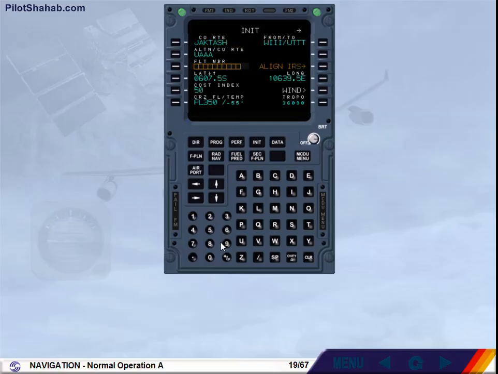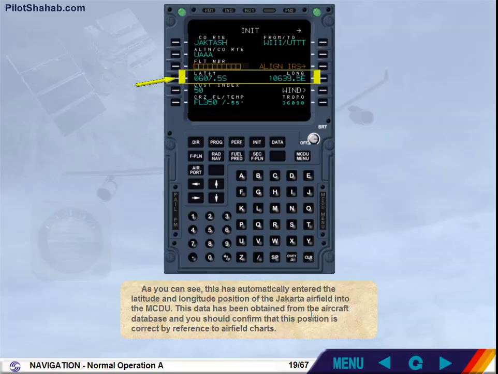As you can see, this has automatically entered the latitude and longitude position of the Jakarta airfield into the MCDU. This data has been obtained from the aircraft database, and you should confirm that this position is correct by reference to airfield charts.